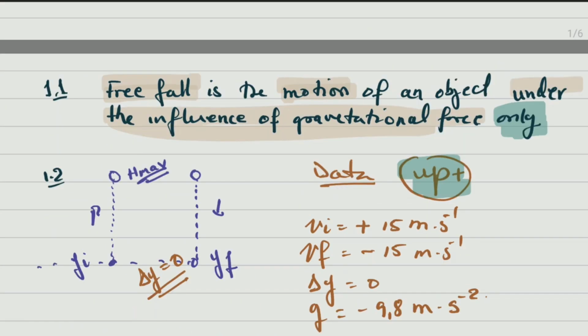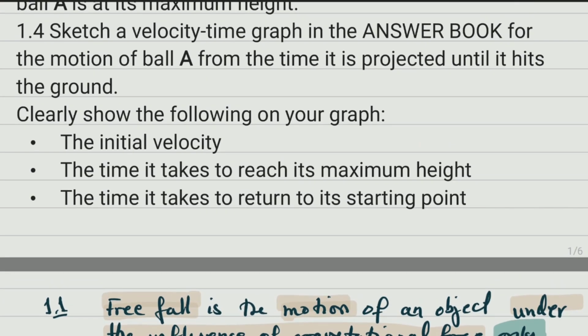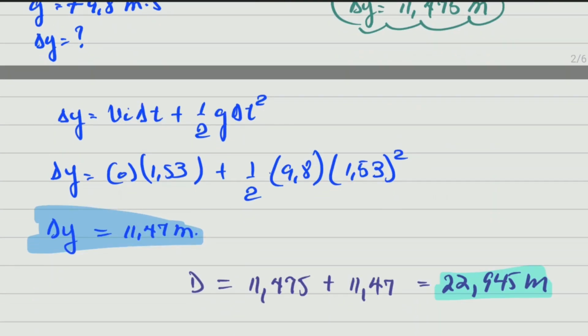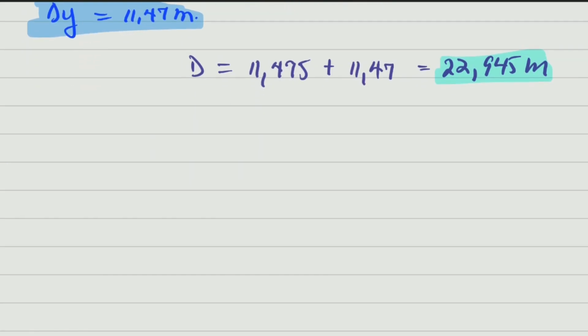And now question 1.4 is an important one. We're going to sketch a velocity-time graph for the motion of ball A from the time it's projected until it hits the ground. So only for ball A, that is the question. And then we must indicate the initial velocity, the time it takes to reach its maximum height, which we already have, and the time it takes to return to the starting point. Only those are required on the graph. So let's draw the axis.